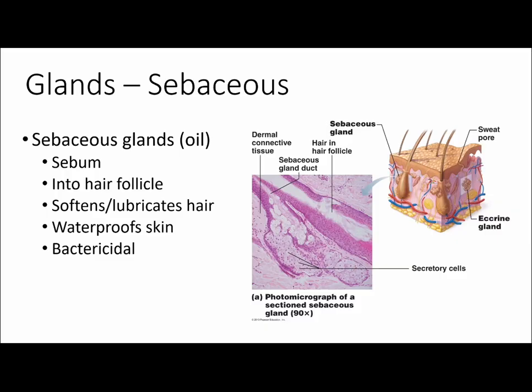And the oil that they secrete is referred to as sebum. These glands are still found everywhere except for the palms of your hands and the soles of your feet. That's just where we find our eccrine sweat glands. Our eccrine sweat glands are on the palms of our hands and the soles of our feet. But sebaceous glands are still found everywhere.